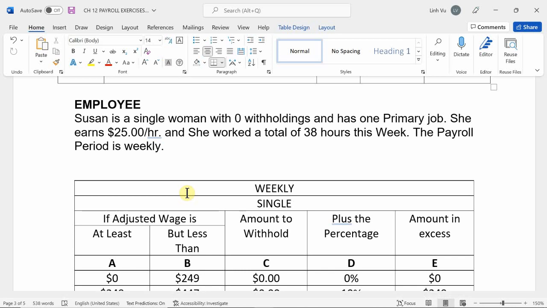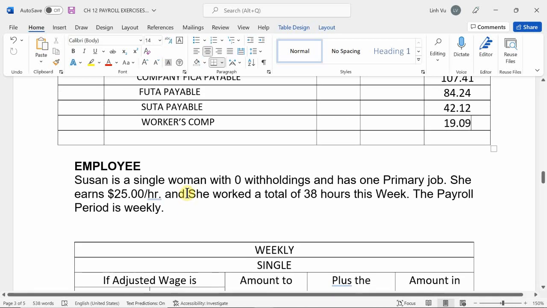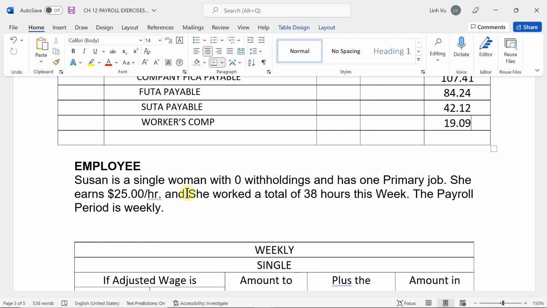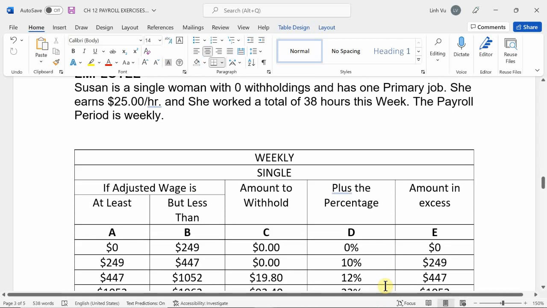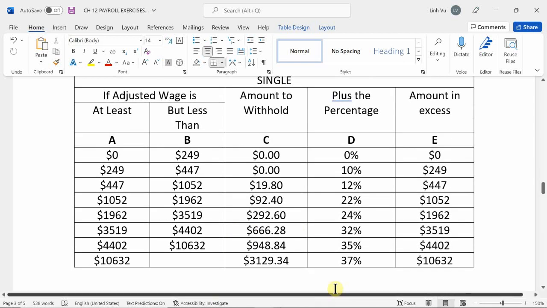All right. Right here says, okay, we have Susan. Susan is a single woman with 0 withholdings and has 1 primary job. Okay. She earns $25 per hour, and she worked a total of 38 hours this week. Okay, and this payroll period is weekly. So here you go. I provided the weekly table for a single woman. Okay, and this is her tax tables.